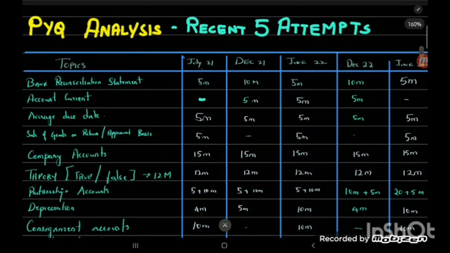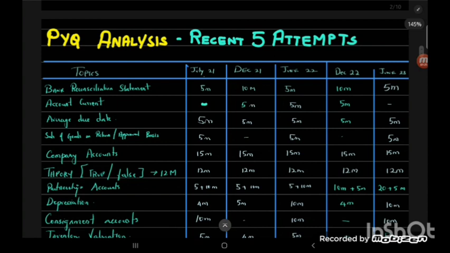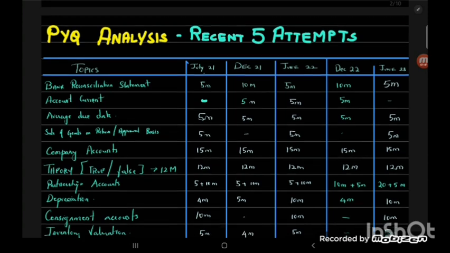In this, if you see the A grade topics, for example, bank reconciliation statement, consistently 5 to 10 marks, a question is asked in each attempt. In account current, for 5 marks, a question is asked consistently. For average student, confirm a 5-mark question can be expected. For sale of goods on approval or return basis, it is a very easy topic and you can get a 5 marks question in that. And as I already said about company accounts, one question for 15 marks is consistently being asked in each of the attempts.